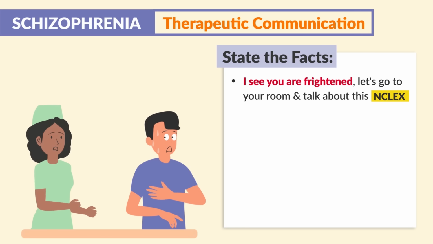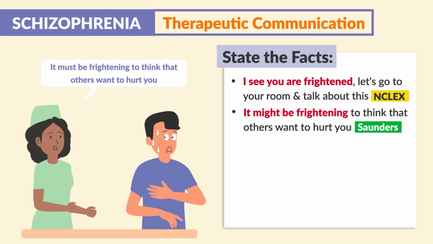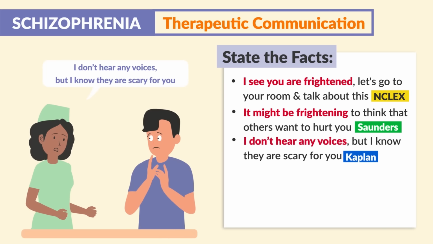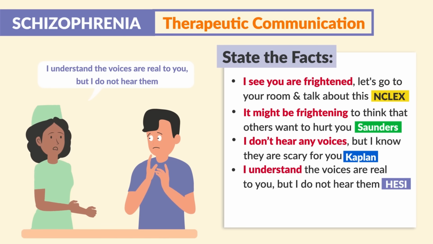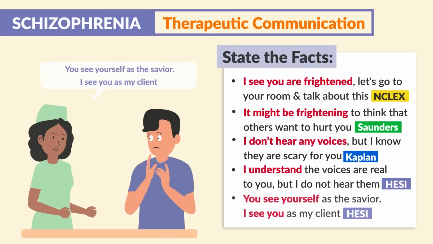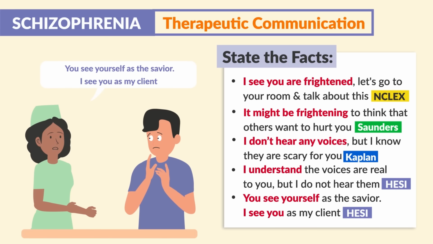Now, Saunders mentions, it might be frightening to think that others want to hurt you. So, we are acknowledging the client's feelings. And Kaplan, I don't hear any voices, but I know they're scary for you. So yes, this states the facts and acknowledges the client's feelings. And Hesi, I understand the voices are real to you, but I do not hear them. Or you see yourself as the savior. I see you as my client. Now, as you can see, all these statements state the facts and acknowledge the client's feelings.